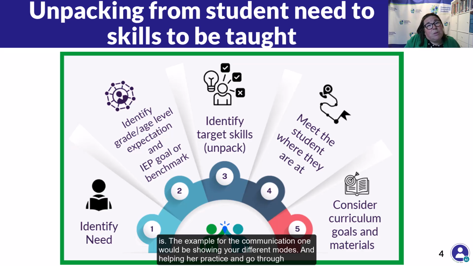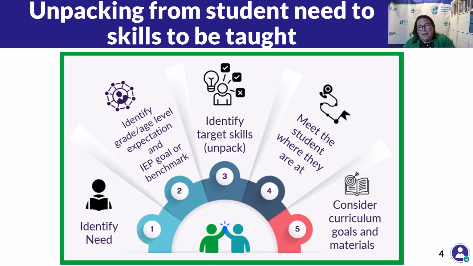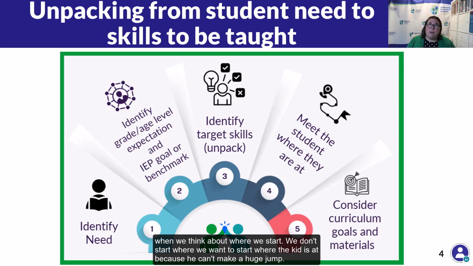The example for the communication one would be showing her different modes and helping her practice and go through different modes of saying hi. Right? There's the skill. It's a variety of modes of saying hi. When we think about where we start, we don't start where we want. We start where the kid is at, because you can't make a huge jump. People do not learn by just saying, "Do this. You are going to make it better and be this better." Right? No, that's not how we work.